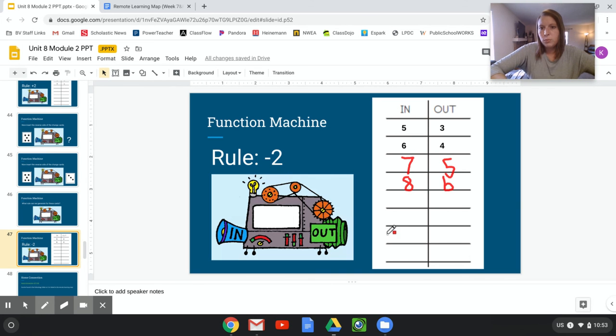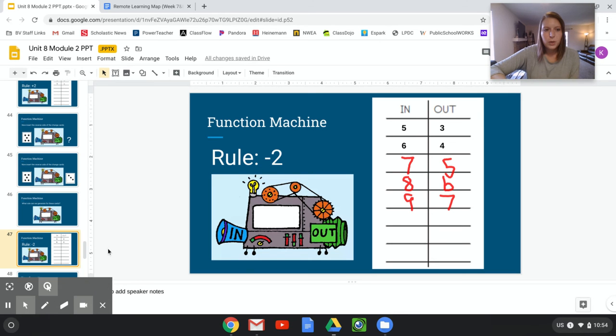Okay, let's do one more practice. If I put 9 in the machine, the rule is to take away 2, 1, 2. What am I left with? 7. All right, good job.